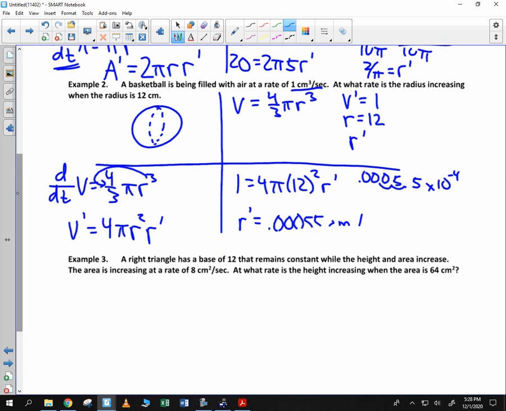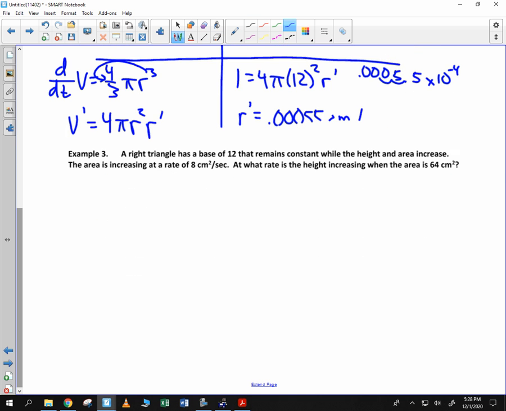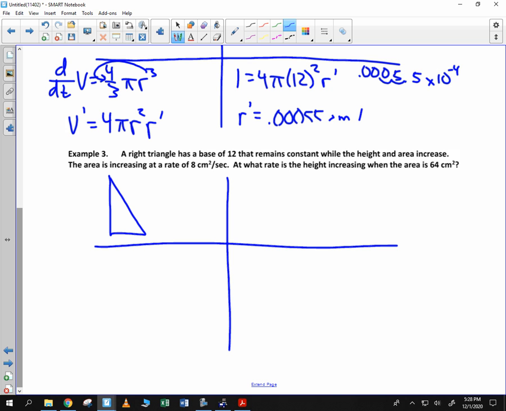Let's look at the next one. A right triangle has a base of 12 that remains constant, while the height and area increase. So I'm going to write h, and then we have our area. The area is increasing at a rate of 8 centimeters squared per second. At what rate is the height increasing when the area is 64? We have the area of a triangle, and so we have area is equal to 1/2 base times height. And we know that the current area is 64.